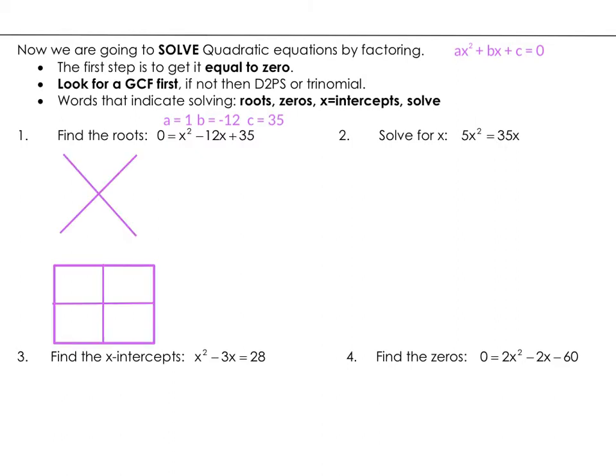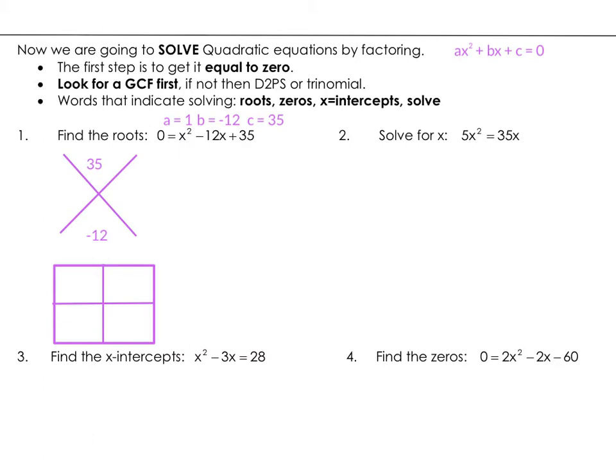Okay, so I have my x in my area model set up, so x in the box. And then in the top, we'll put a times c, so 1 times 35 is 35. And then b goes in the bottom, so we have a negative 12. So I want 2 numbers that have a product of 35 and a sum of negative 12.